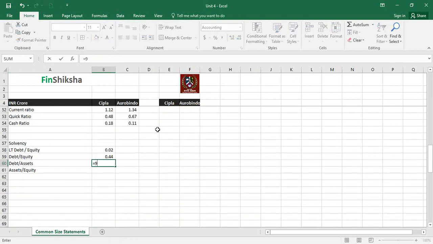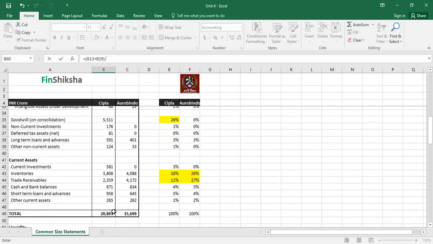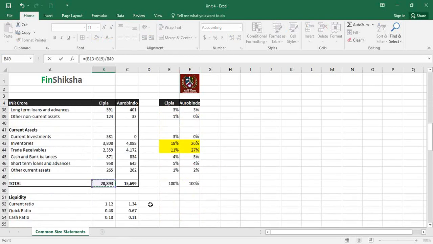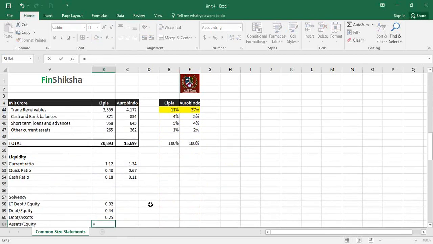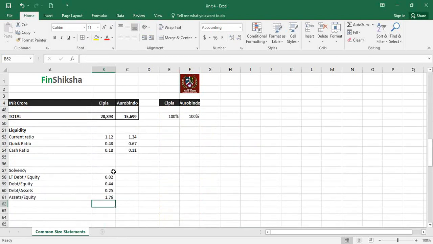Debt by assets is the sum, or I'll just add the long and short term. That's long-term borrowings plus short-term borrowings divided by total assets or total liabilities. Anything would do. So we calculate total assets and divide it. Assets by equity is assets divided by the sum of share capital plus reserves and surplus, correct? And we close that. So these are the solvency ratios that we see.